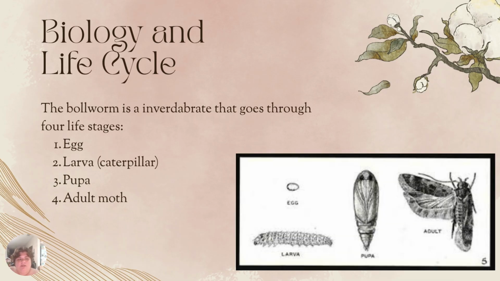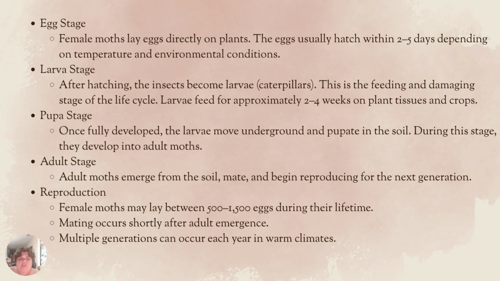Biology and life cycle. The bollworm is an invertebrate, which means it does not have a spine. It goes through four different life stages: eggs, larva, pupa, and then adult moth. In the egg stage, most female moths lay the eggs directly on the plants. They hatch within 2 to 5 days or so. From there, they start feeding.